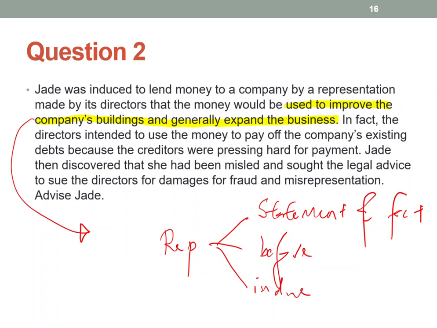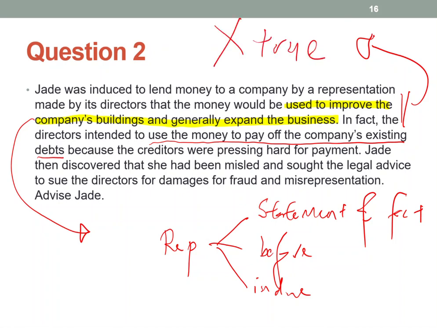But we know now that the company, instead of using the money to improve the building and expand the business, has instead used the money to pay off the existing debts. So in other words, this statement over here is not true. And since it's not true, we call this misrepresentation. Misrepresentation is a false statement of fact made before the contract is entered into, which induces the other person to enter into a contract. Now remember, there are two types of misrep.